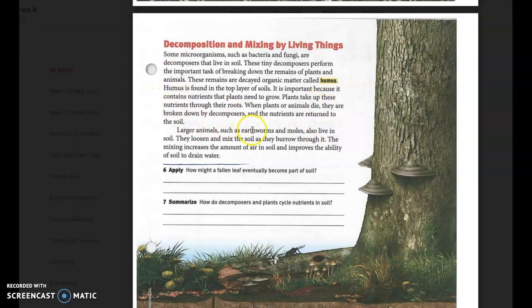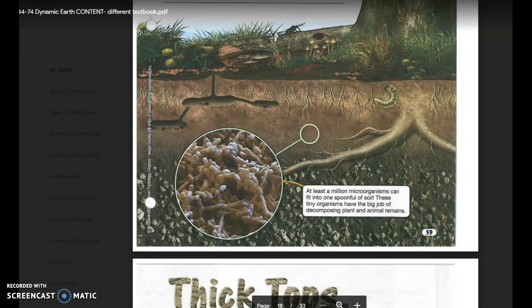Larger animals such as earthworms and moles also live in soil. They loosen and mix the soil as they burrow through it. The mixing increases the amount of air in soil and improves the ability of soil to drain water. So we want earthworms and small things to be in the soil. If you find worms in the soil, leave them there. It's a good thing. So again, we don't have to answer these questions. We're going to move on.